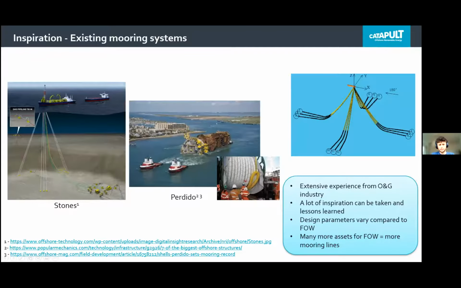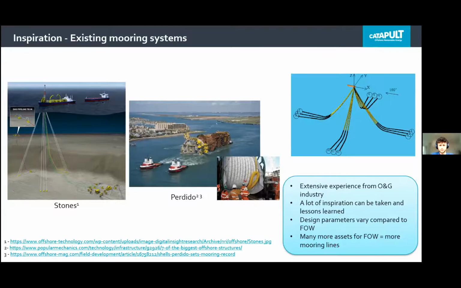So thankfully, floating offshore wind doesn't have to start from scratch. There are many existing oil and gas and maritime examples that we can use, which have been in use for well over 25 years. Many of these assets are still installed and operational to date. And whilst there are differences between oil and gas and floating wind, many of these lessons learned can still be used and many of the mistakes avoided. Two good examples of oil and gas production mooring systems are the Stones field and Perdido, as these are installed in some of the deepest waters to date, much deeper than we're going to see in floating wind for some time, probably.